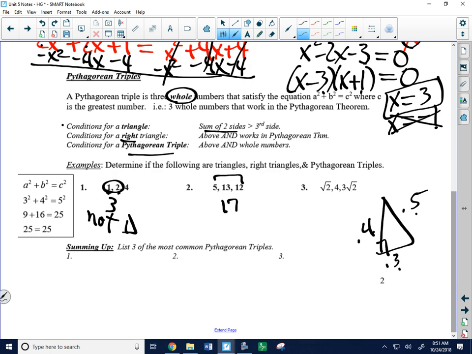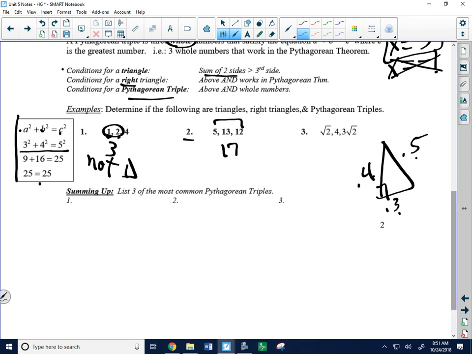So here, if I was doing is 3, 4, 5 a Pythagorean triple, you could check by putting 3, 4, and 5 in the Pythagorean theorem. And if you get the same thing on both sides, it's a Pythagorean triple. So let's see, what do I want to do here real quick? I want to tell you some of the most common ones. Let's check 2 and 3 real quick. Let's do these.